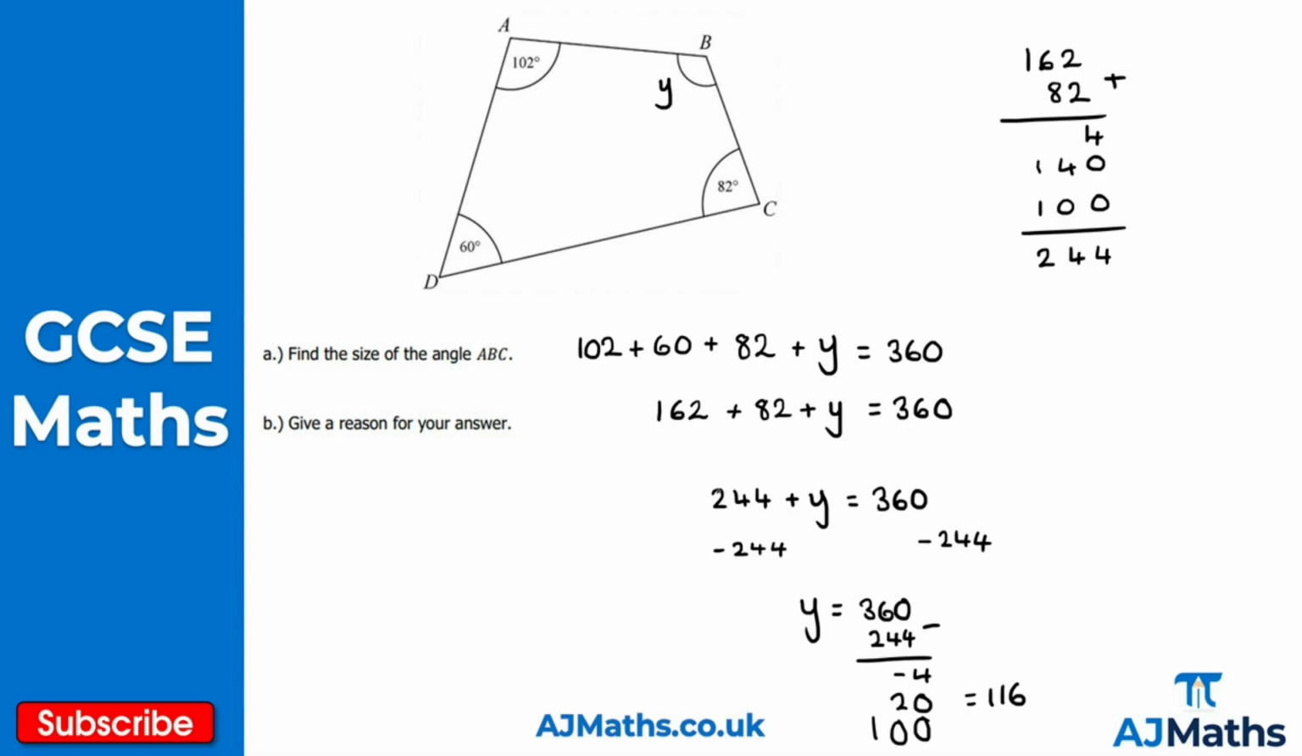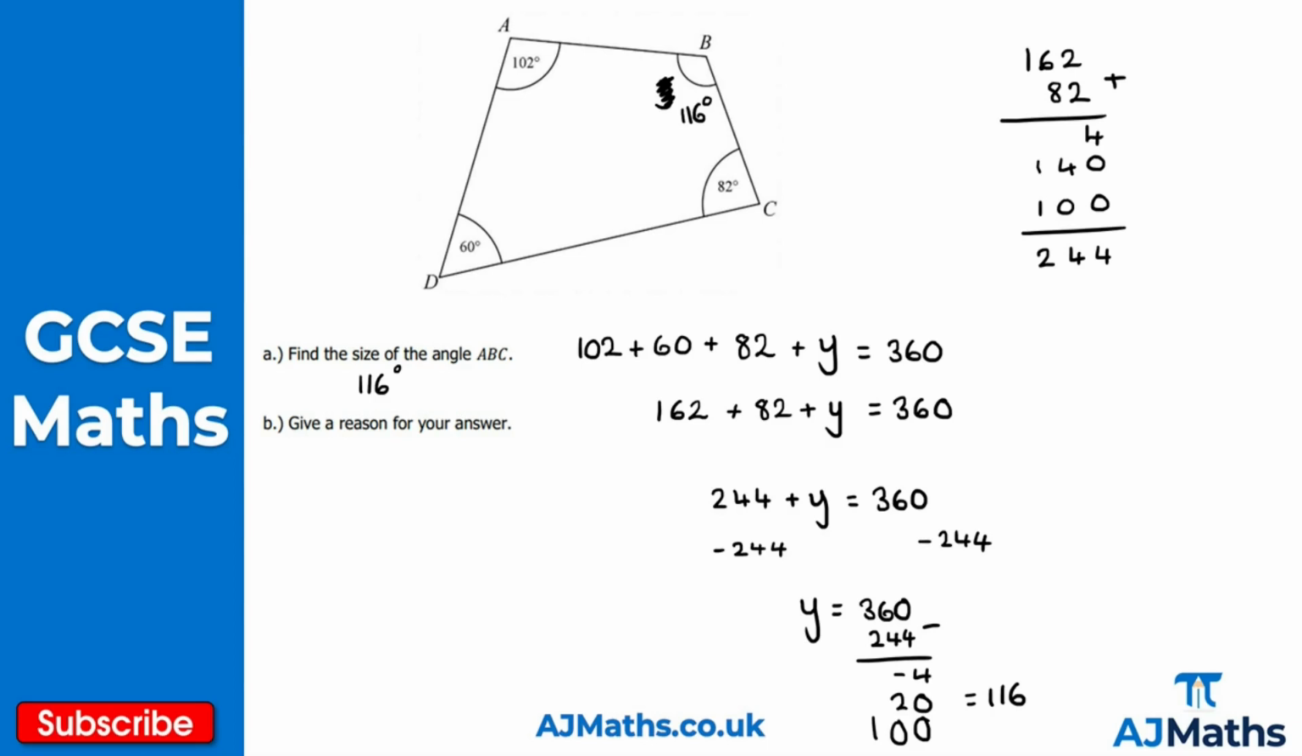So the size of the angle ABC here, which I've called Y, we'll get rid of the Y here and we can replace that with 116 degrees there. And that gives us the solution to part A. So for part A, you should get 116 degrees. And for part B, it says give a reason for your answer.